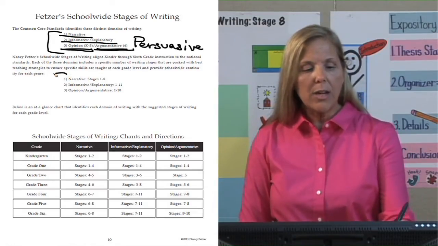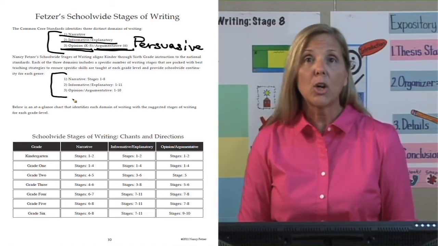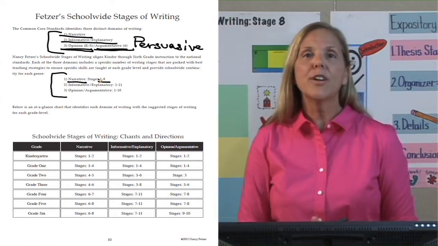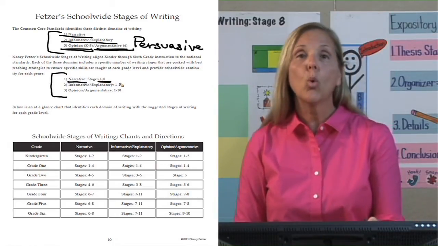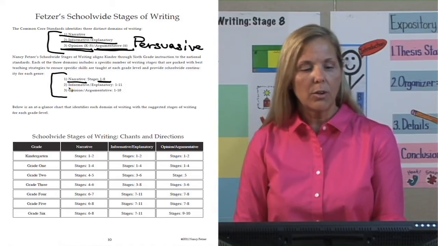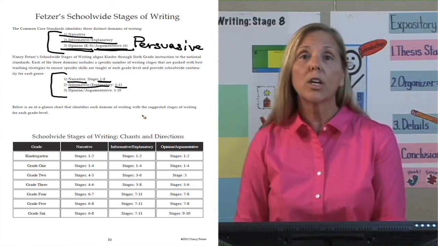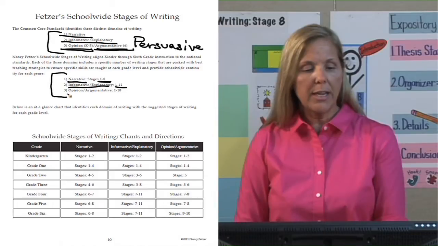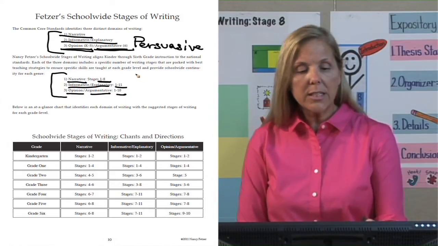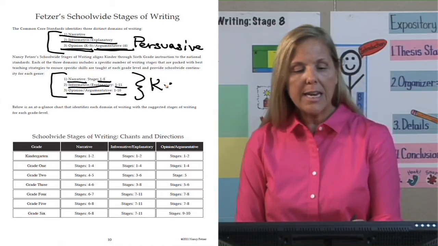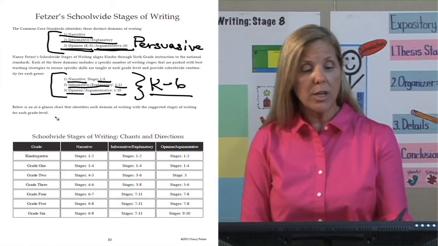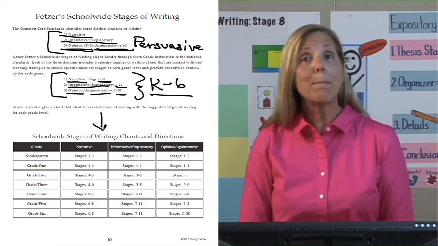As we go down to the next section of that paper, what you will see are the stages of writing. For narrative, I have 8 stages, 1 through 8, and different stages are assigned to each grade level. For informative explanatory, there are 11 stages. And finally, for opinion and argumentative, we have 10 stages. These stages are for K through 6. Now let's make sense of all these stages. Let's go down to my matrix.